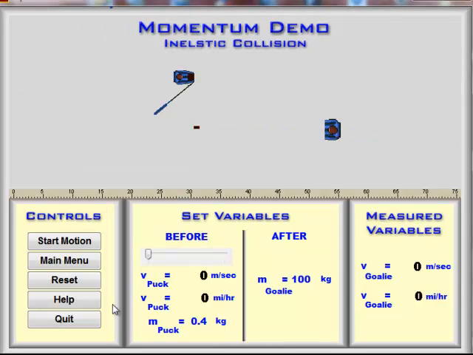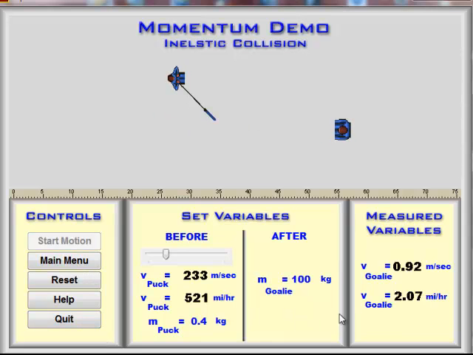Let's take a look at the inelastic collision. Here the puck has a known mass, and we're going to change the velocity. Let's make this really absurd, 500 miles per hour. And now we're going to measure what the velocity of the goalie can be, and you could have the students figure that out. If the goalie has a mass of 100 kilograms, you can see the velocity is pretty small, even with a probably unrealistic velocity for the puck.